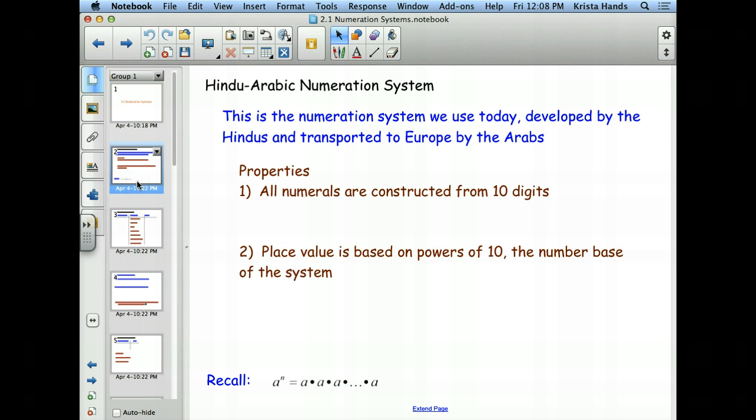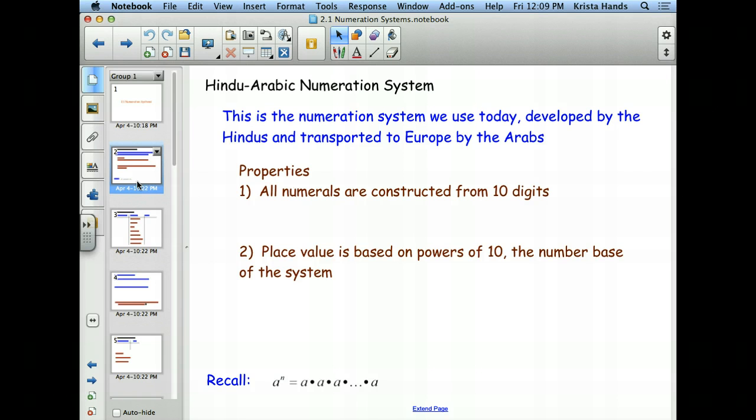So to start with, we're going to talk about our numeration system. The Hindu-Arabic numeration system is the one that we use. Okay? So our numeration system was developed by the Hindus and transported to Europe by the Arabs. And there are several properties. We're going to talk about a couple of them. One of the properties is that all of our numerals are constructed from 10 digits.